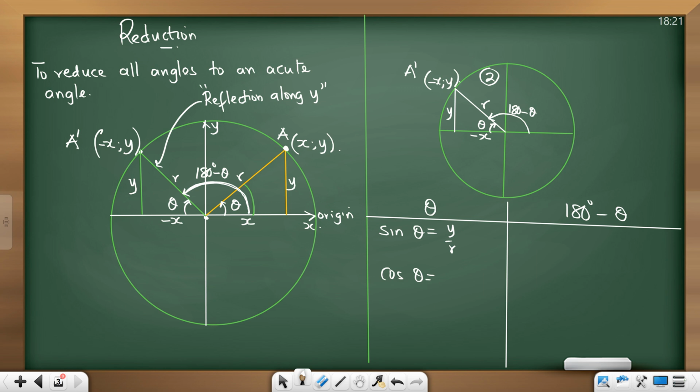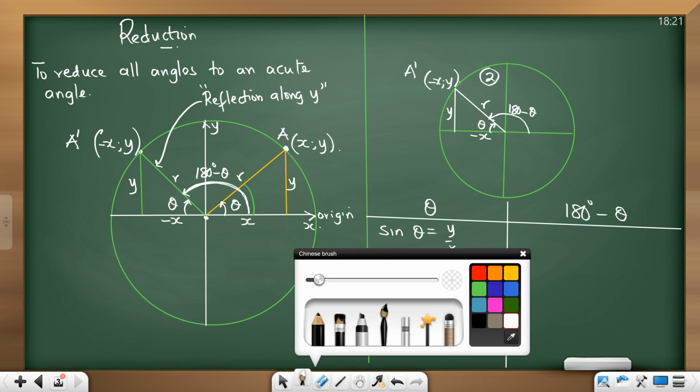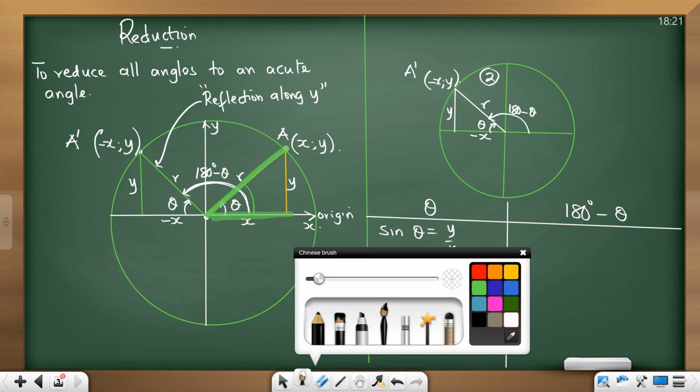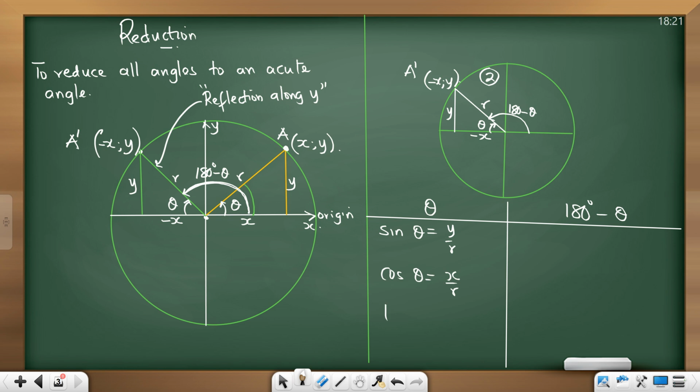What is cos theta? Adjacent over hypotenuse. That's my adjacent. X over r. Okay. And what is my tan? Opposite, which is y, over what? Adjacent. Now, I want us to go to the second quadrant. Remember, theta is in the first quadrant. 180 minus theta. We are now in the second quadrant.